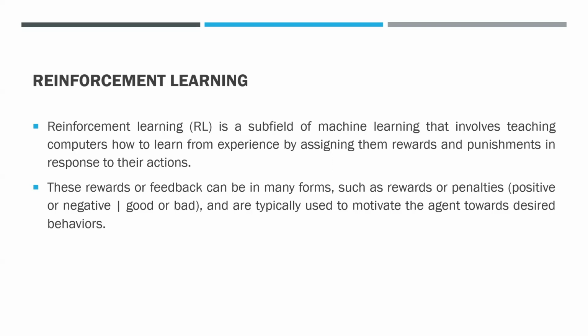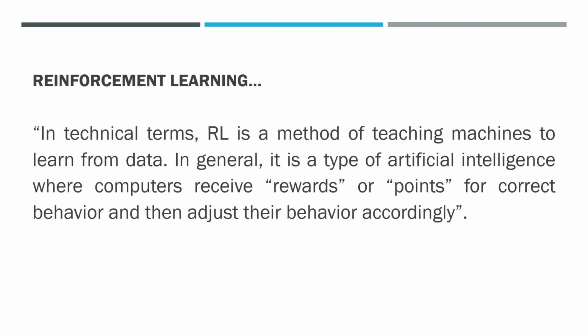These rewards or feedback can be in many forms, such as rewards or penalties. Rewards are for positive or good things, and penalties are for negative or bad things. Typically, these are used to motivate the agent towards the desired behavior. So, in technical terms, reinforcement learning is a method of teaching machines to learn from data. In supervised learning, we had the actual labeled data, and based on that labeled data, we used to train the machines, or the algorithms, right?